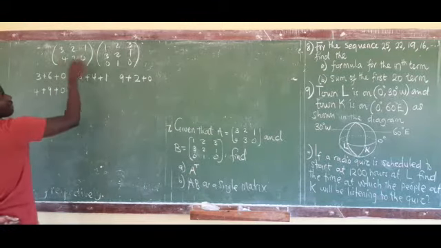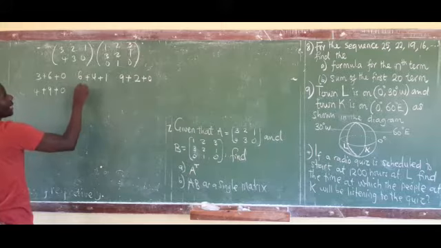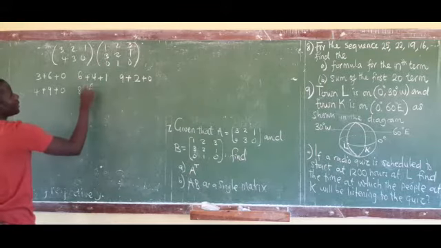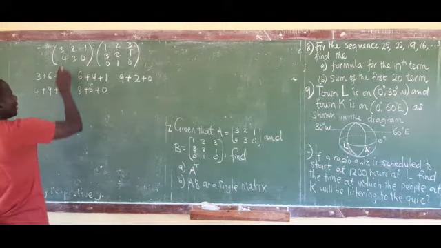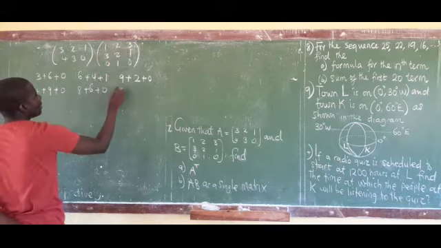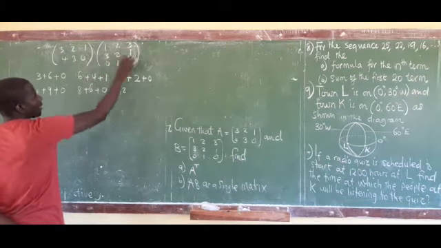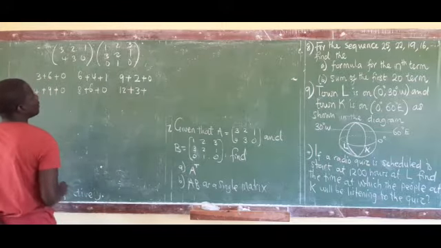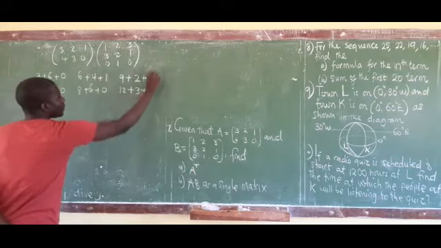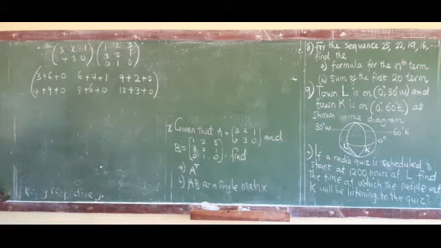Then here we come to 4 multiplied by 2, it's 8. Plus 3 multiplied by 2, it's 6. Then 0 multiplied by 1, it's 0. Then 4 multiplied by 3, it's 12. 3 multiplied by 1, it's 3. Plus 0 multiplied by 0, it's 0. Then we simplify this.